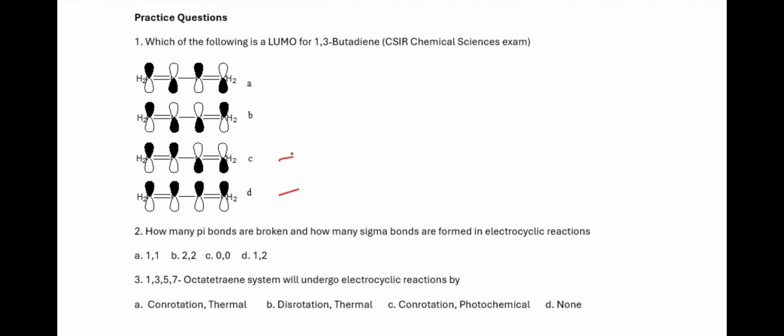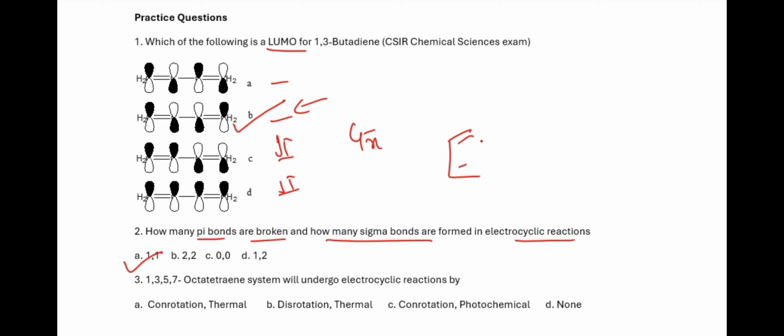So if you remember, for 1,3-butadiene, there are 4 pi electrons, and 2 electrons will be filled here, 2 will be filled here. LUMO is the lowest unoccupied molecular orbital. We have 2 unoccupied molecular orbitals. The lowest one is this, so this is LUMO. How many pi bonds are broken and how many sigma bonds are formed in electrocyclic reactions? If you remember, 1 pi bond is broken and 1 sigma bond is formed. This pi bond just rearranges to a new position.